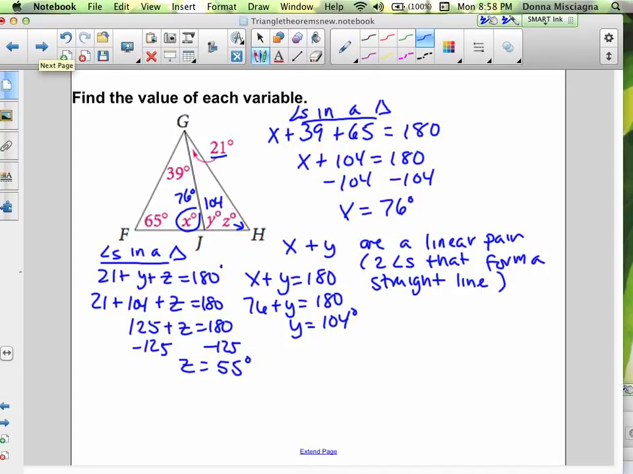And if we add up 55 plus 21 plus 104, you're going to get 180 degrees. Right? And if you add up 39 plus 65 plus 76, you're going to get 180 degrees. So we did a good job. We found all those angle measures. Let's do 2 more. Ooh, we can do it.